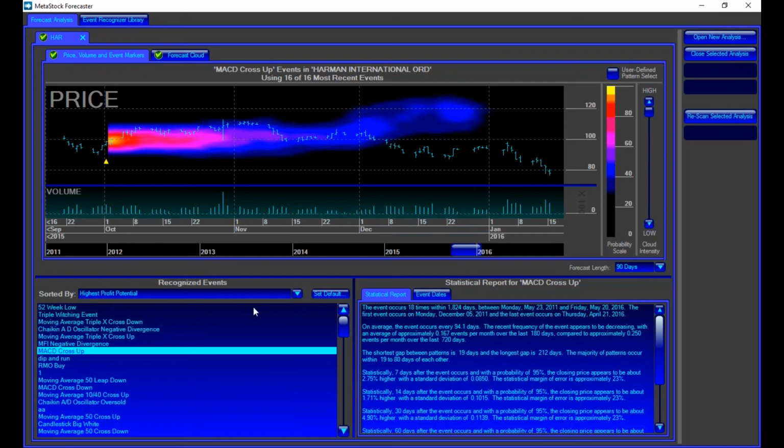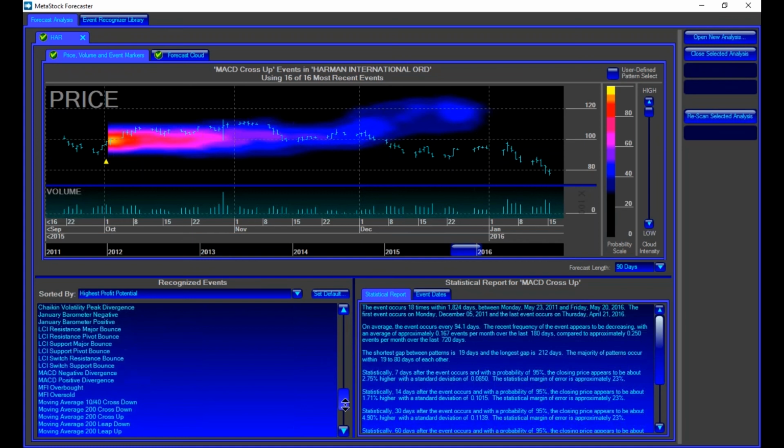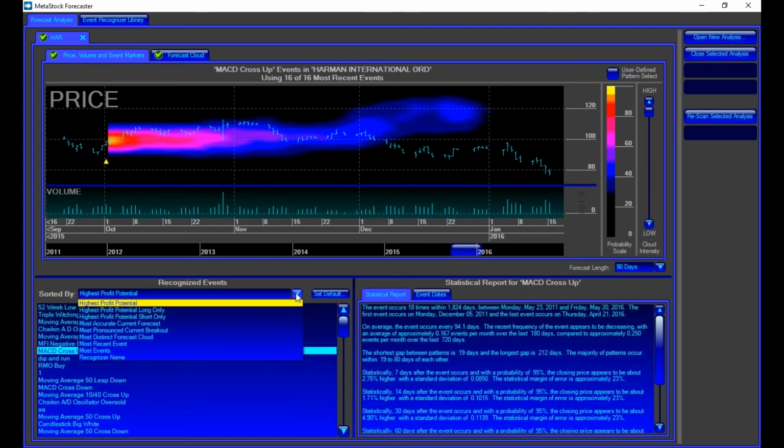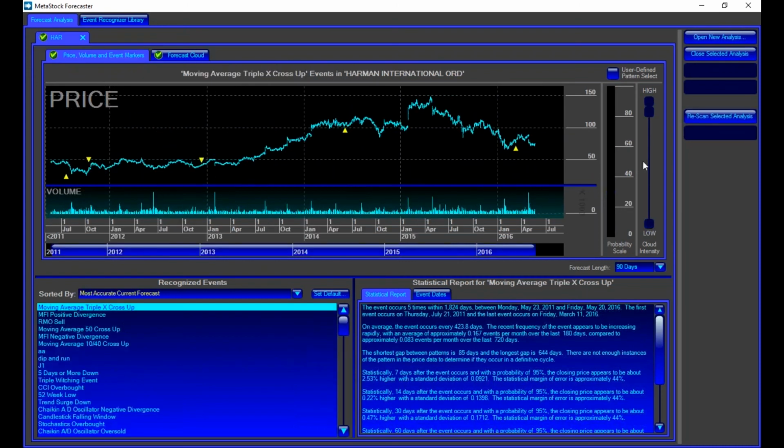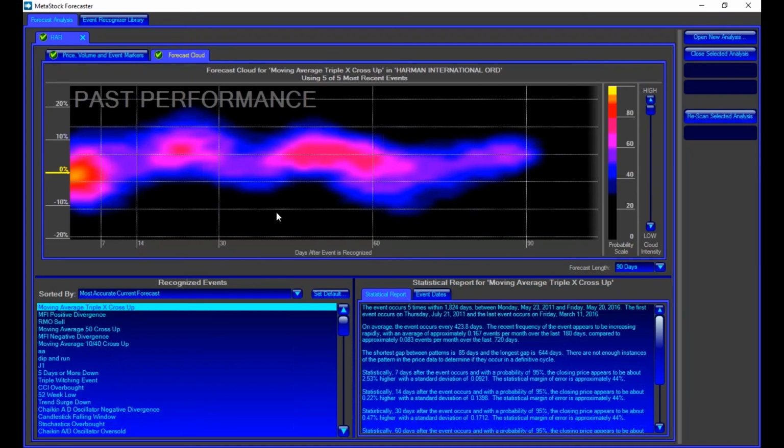A few different things. Now, all of these different major technical events are listed right here. We have a lot of different moving average ones right here. We can actually sort these by highest profit potential. We can do most accurate current forecast. Let's take a look at that, which is the moving average triple cross up. Take a look at the forecast cloud.